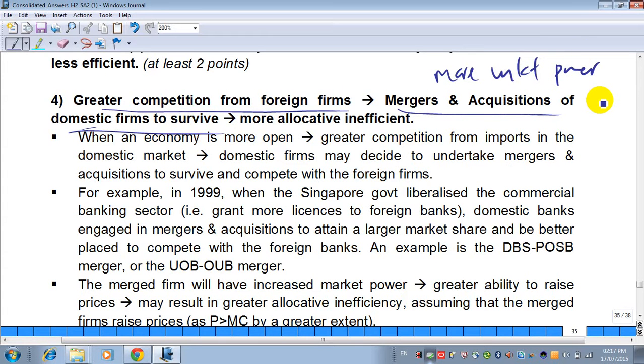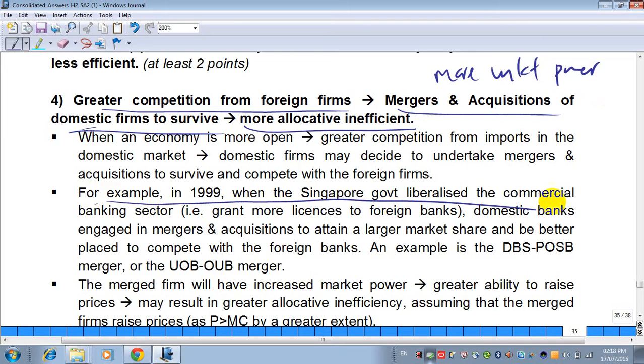So be creative about it. Don't always think of the same old points. This is something really out of the box and would definitely impress the examiner. With greater competition, it forces firms to merge in order to survive, and that can cause them to have higher market power. It might even create more oligopolies. It can cause greater allocative inefficiency.